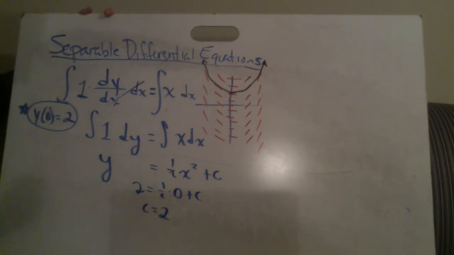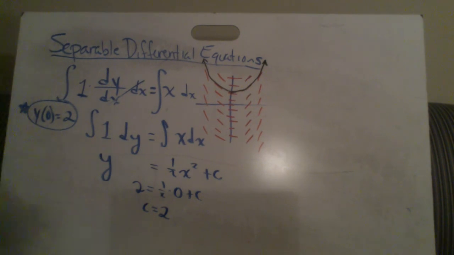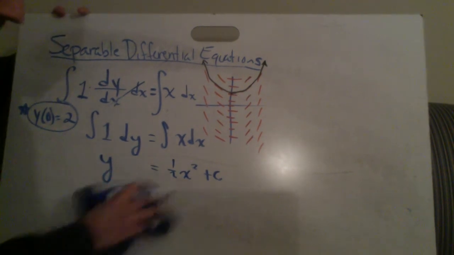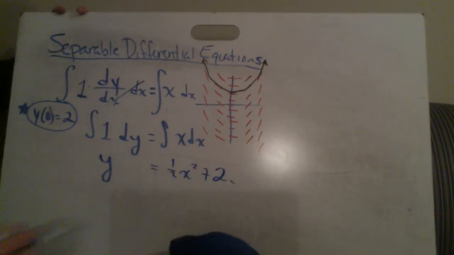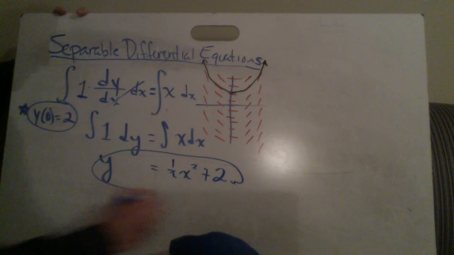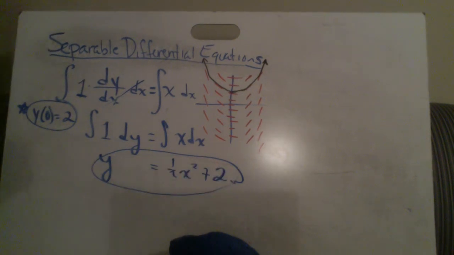And so the actual function here has to be y equals 1/2 x squared plus 2. Great, and there's my function. This is called a separable differential equation, and we'll see why it's called that in a second, as opposed to just any old differential equation.